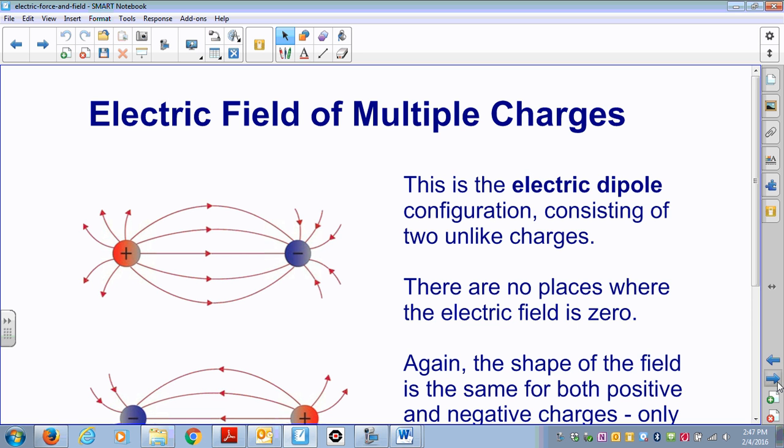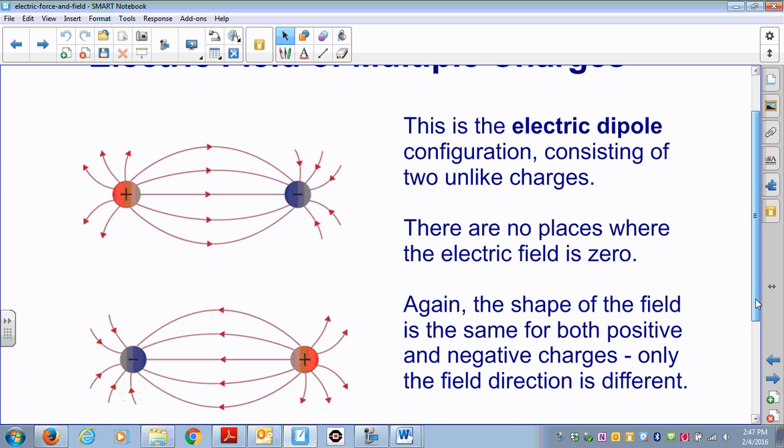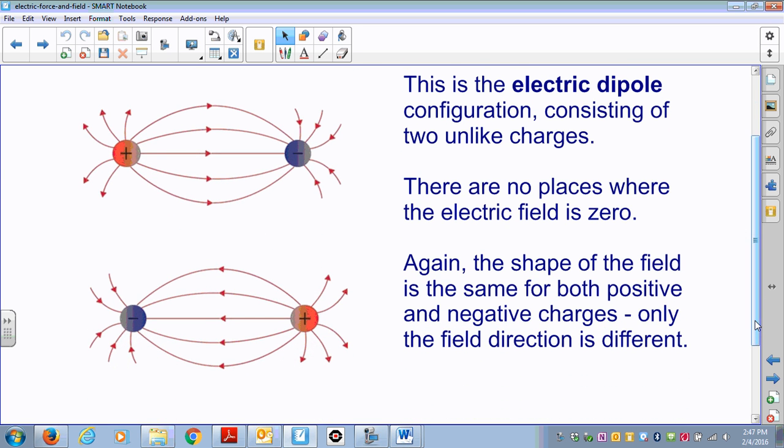This is an electric dipole configuration. It consists of two unlike charges. There are no places where the electric field is 0 for a dipole. Again, the shape of the field is the same for both positive and negative charges. Only the direction is different. Notice the field lines exit the positive and enter the negative.